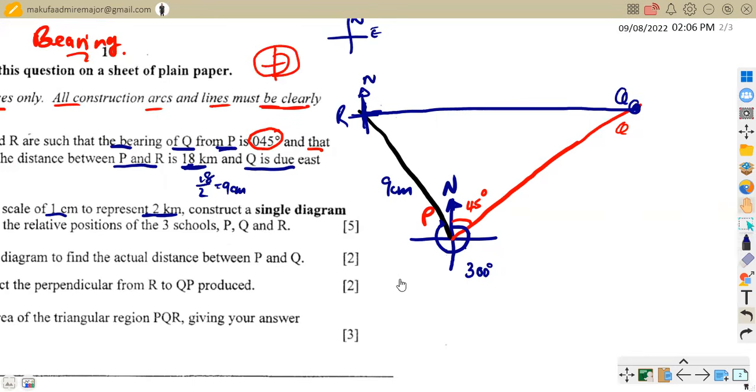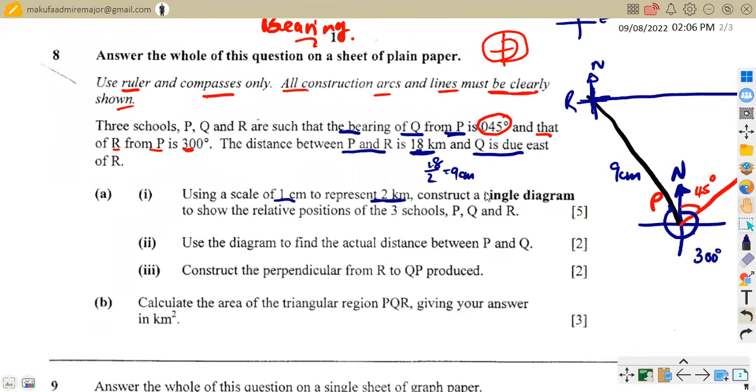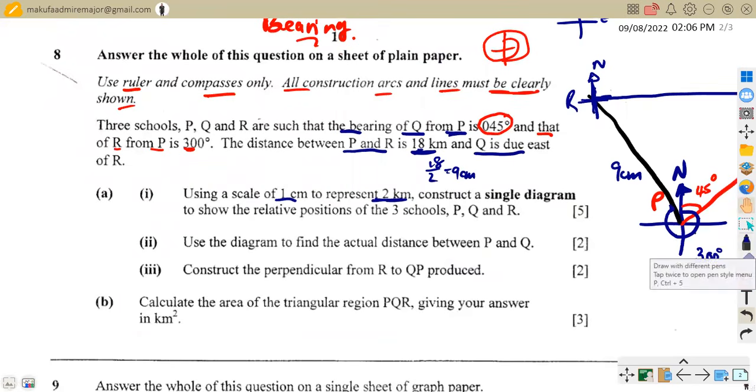This is your sketch, guys, from the bearing. The bearing is all that it gives you. Now we want to construct this because the question is using a scale of 1 centimeter to 2 kilometers. Construct a single diagram, so it must be on a single diagram to show the relative positions of the three schools, P, Q, and R, and that is 5 marks for that. So I just want to see what you're going to have at the end.